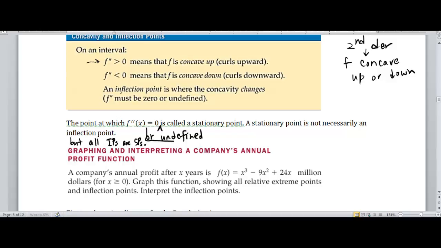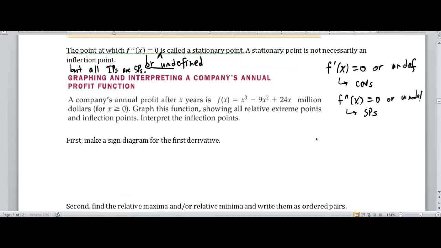If you remember, this is parallel to last time. The first derivative, we found wherever the first derivative, f prime of x, equals 0 or undefined, from that we get the critical numbers. The second derivative, wherever the second derivative is 0 or undefined, from this we get the stationary points. Some books say critical number, some books say critical points, same thing.